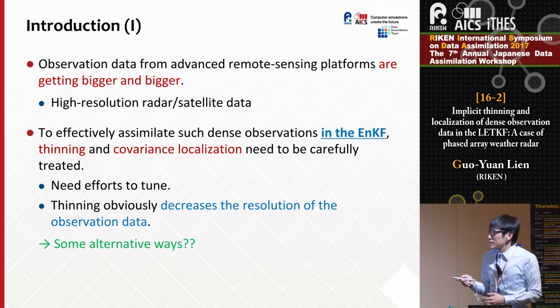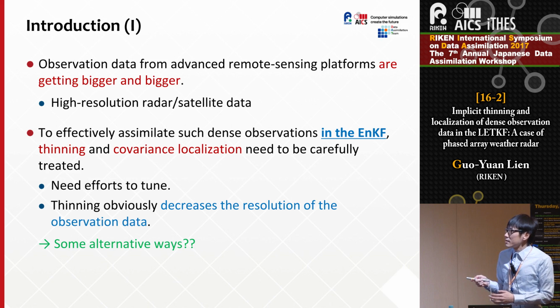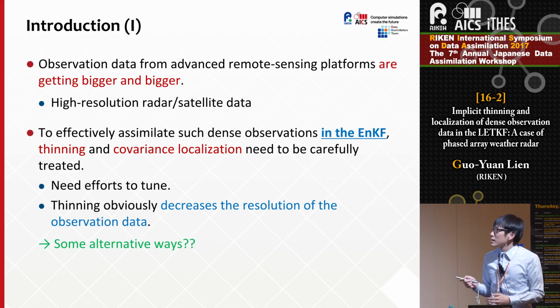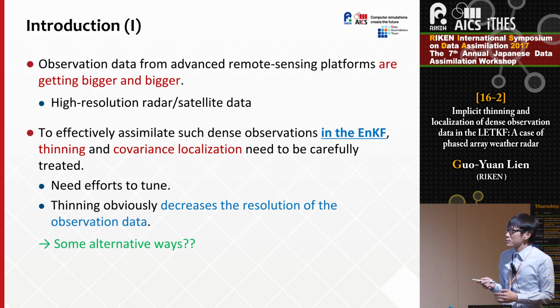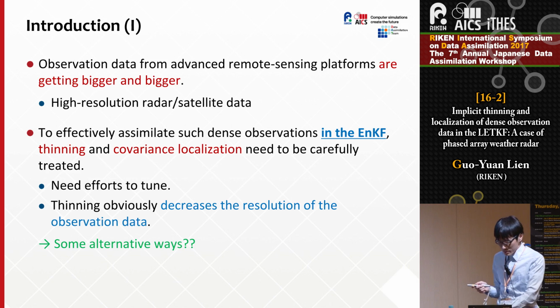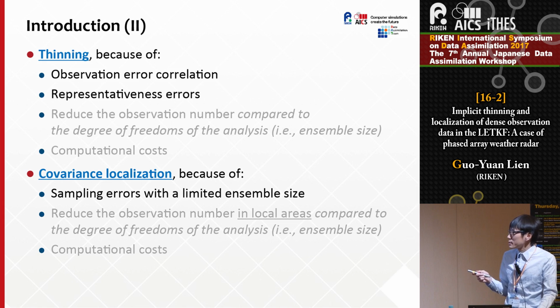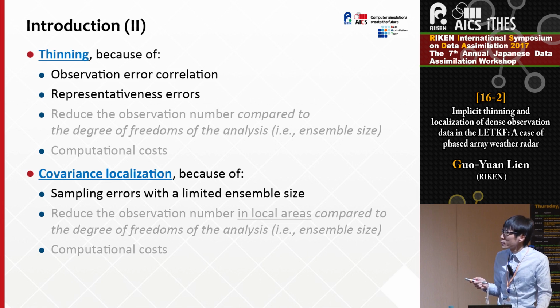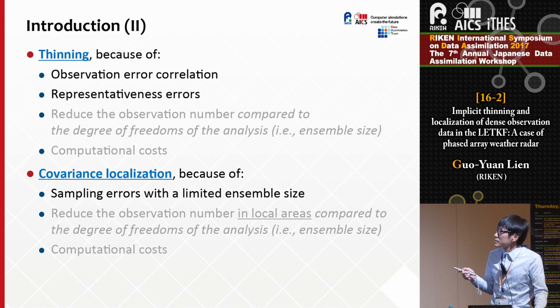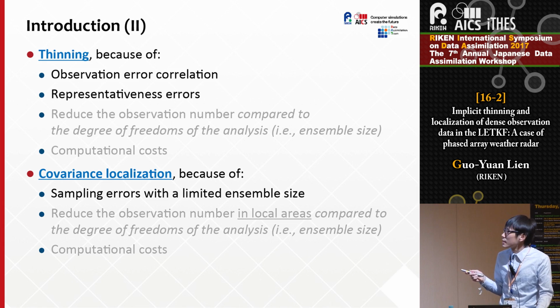And also, maybe most importantly, thinning obviously decreases the resolution of the observation data, which seems to be contradictory to our pursuit of high-resolution observation data and high-resolution models. So are there some alternative ways to do this? Before describing the alternative way, first we think about the reasons for the thinning and the covariance localization in the ensemble Kalman filter for this dense observation.